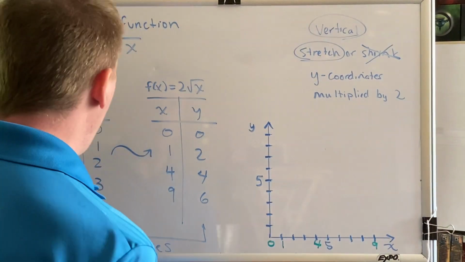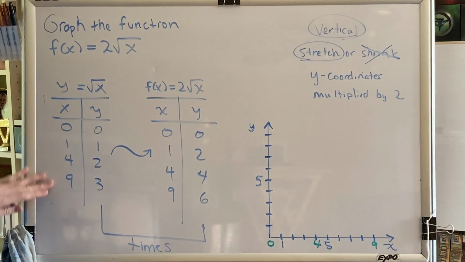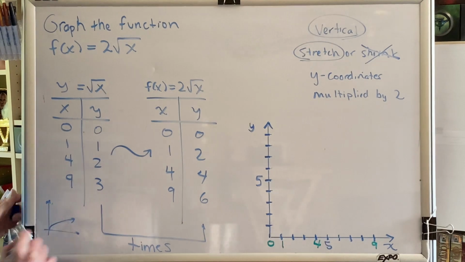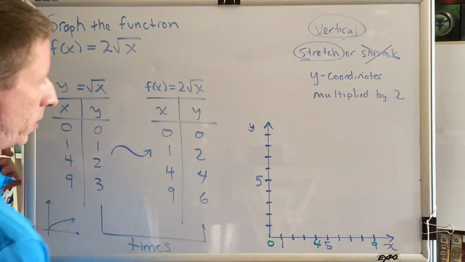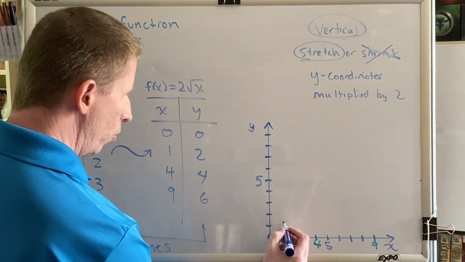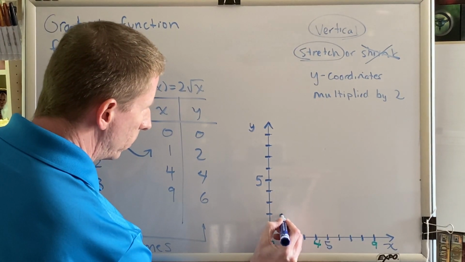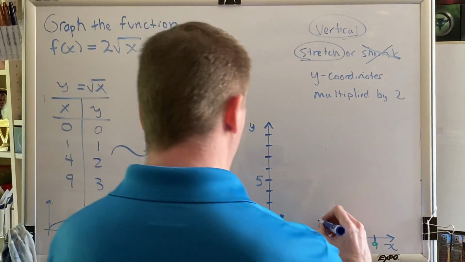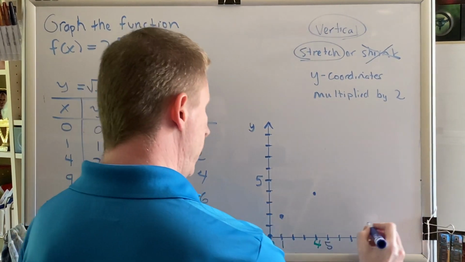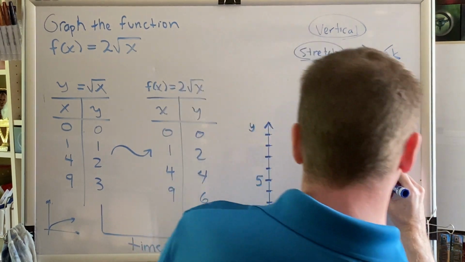Let's plot them and then connect them to make the shape that we typically associate with the square root function, which, just as a quick reminder, has this kind of shape. All right, so 0, 0 would be the origin. 1, 2 would be this point here. 4, 4 would be this point here. And 9, 6 would be this point here.